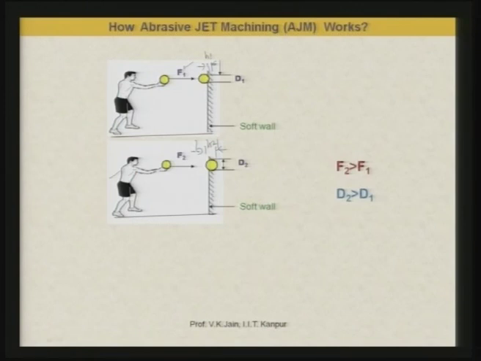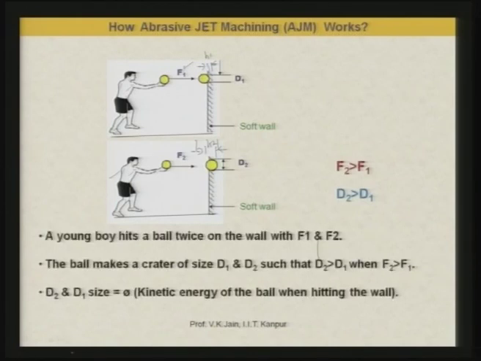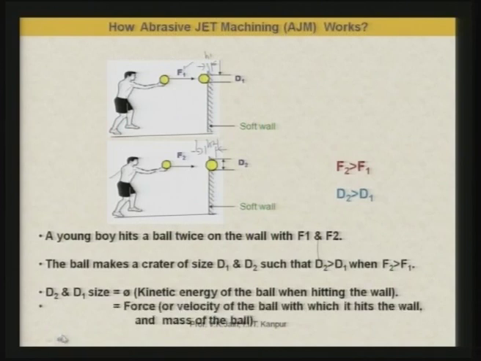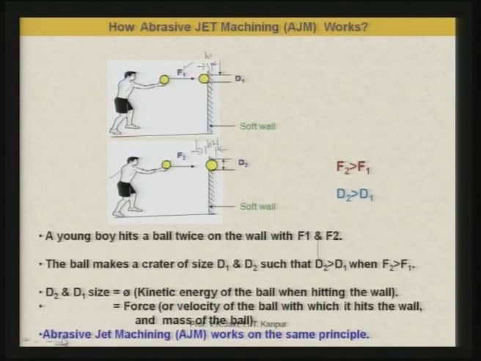In the second case, the velocity or the force being applied on the ball is larger than the first one, and that is why H2 is greater than H1. Now, in the second case, the kinetic energy of the ball is larger than the first case, that is why depth of penetration H2 is larger than in the case of H1. Same way, thousands of abrasive particles hit the workpiece and remove the material, smaller or more amount of material depending upon with what velocity, kinetic energy they hit the workpiece surface.